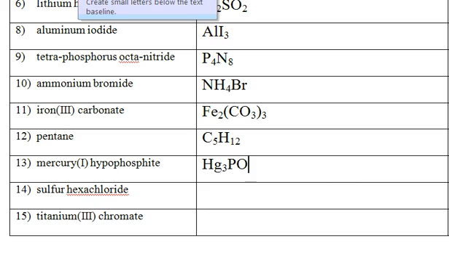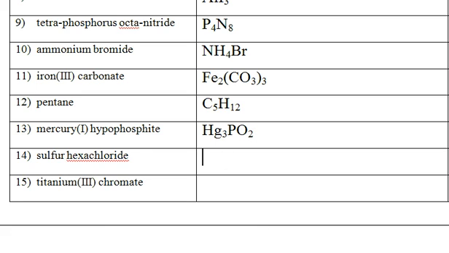The charge stays intact, still has a -3 charge, and we're going to have only 2 oxygens. Again, no parentheses are needed for this, since we need to show more than 1 metal and only 1 nonmetal. So mercury 1 hypophosphite is Hg3PO2.